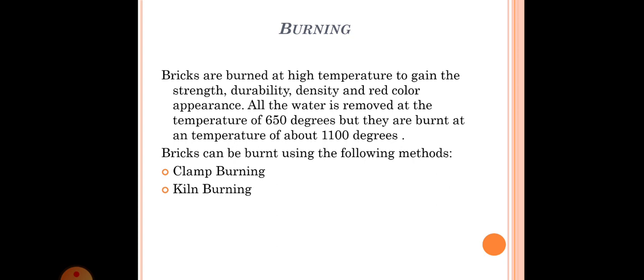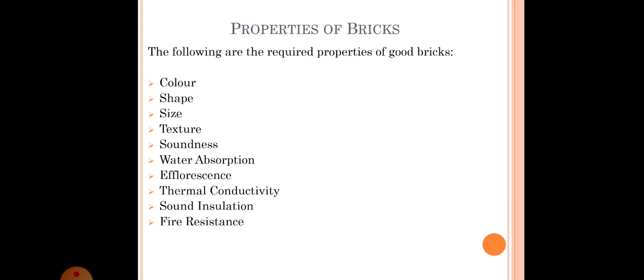Clamps are actually temporary structures which are constructed on the ground and say at a height of about 4 to 6 meters. Usually whenever we manufacture bricks in low scale, we adopt the clamp burning, and when we have to manufacture bricks in a large scale, we use a larger oven that is called a kiln. So then we go for the kiln burning.